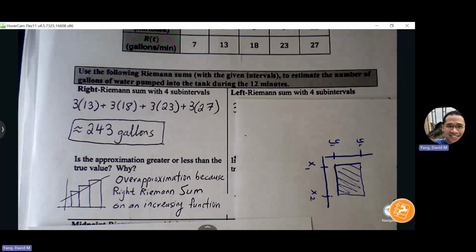Okay, you guys want to try the left Riemann sum with 4 subintervals? See if you can identify the width, identify the heights, and then multiply your area, add up your areas together.